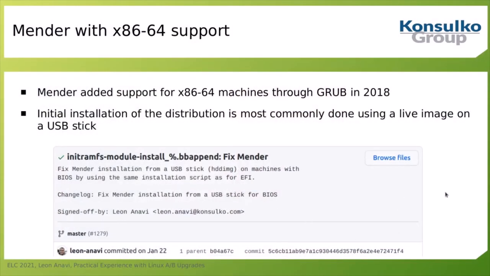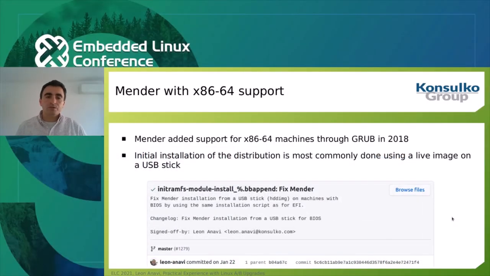Here is a screenshot of a GitHub pull request that I have created to fix Mender initial installation from a USB on machines with BIOS using the same installation script, the Mender installation script, as for EFI. The whole thing behind this GitHub pull request is that the initial installation of a distribution on an x86-64 machine is most commonly done using a live image on a USB stick. I mean, the very first time when you populate the drive of the machine. Once that's done, once you're ready with the initial installation, you can proceed with A/B upgrades, just like as we discussed with Mender.